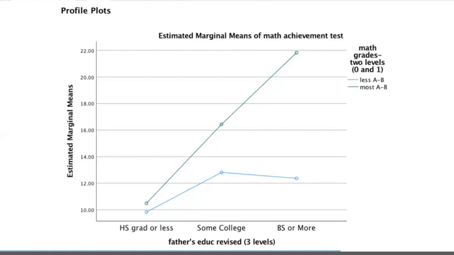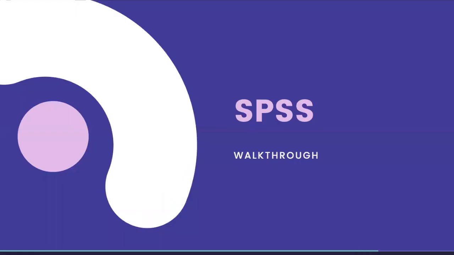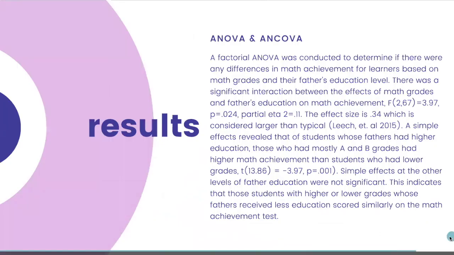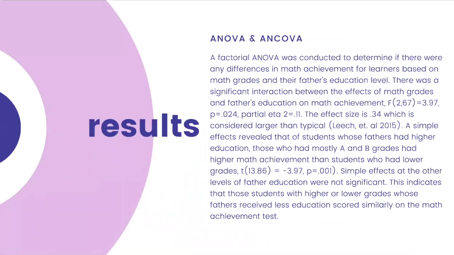What we're going to do now is go to the results and we'll walk through those, okay? So a factorial ANOVA was conducted to determine if there were any differences in math achievement for learners based on math grades and their father's education level. So we see that there is a significant interaction between how students are scoring on that math achievement test and what their grades are right now. If they are less than A and B or more than A and B, and the level of father's education.